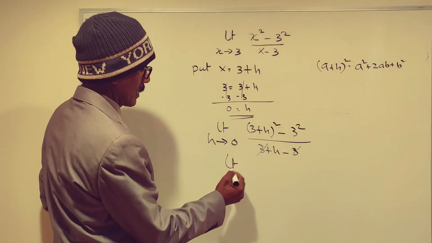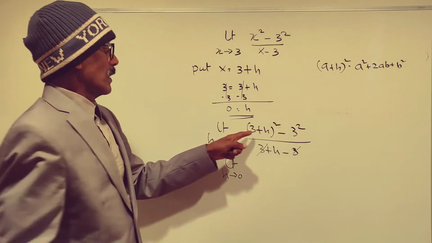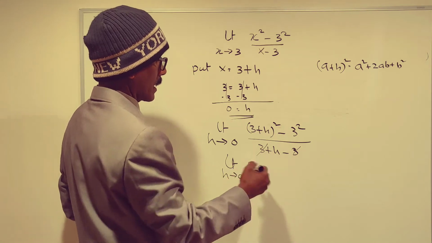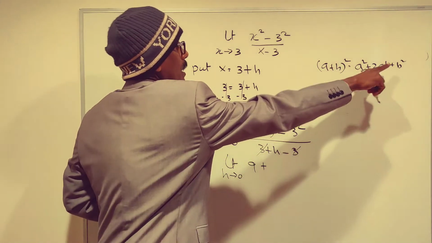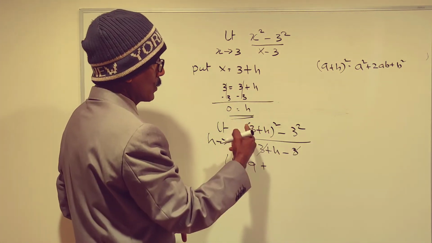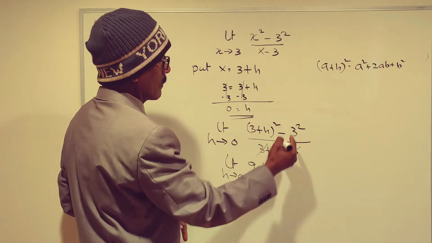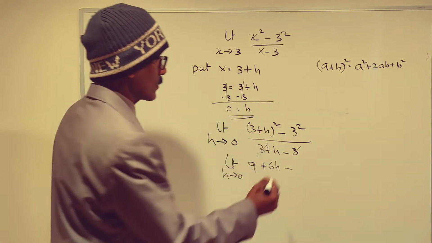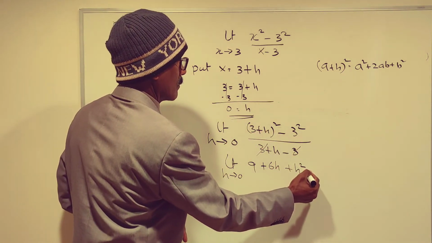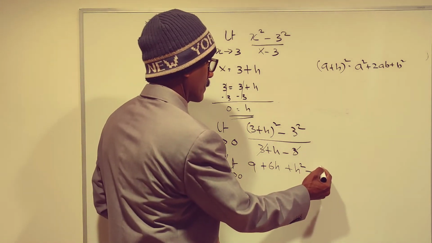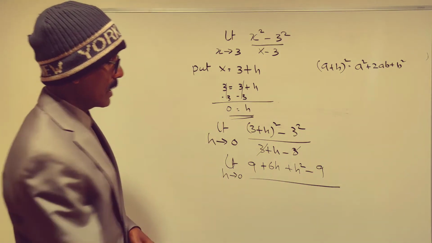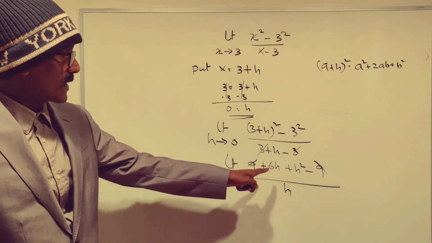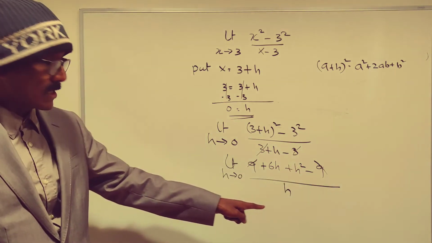So substitute, expand this one. Limit h tends to 0. 3 square, 9. Plus 2ab, 2 into 3 into h, 2 into 3, 6h. Plus b square, b square is h square. Minus 3 square, 9. Divided by h. See, 9 minus 9 get cancelled. So 6h plus h square divided by h.